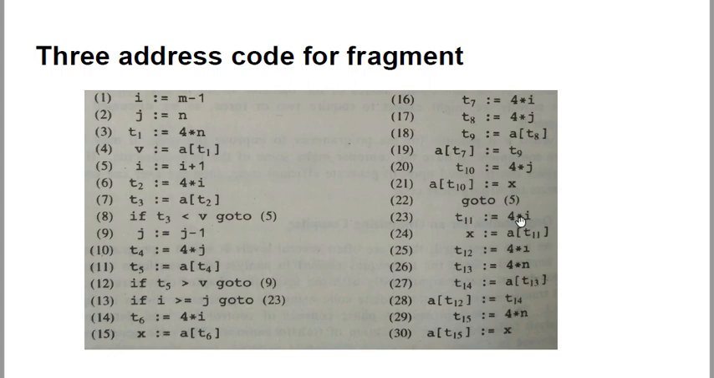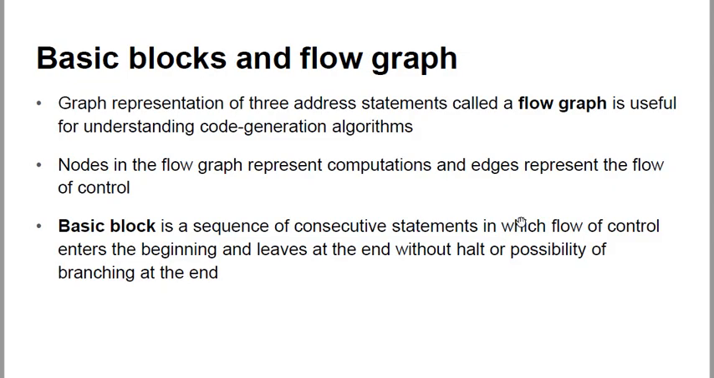Like this, this particular 3 address code of the quicksort fragment will comprise several basic blocks. We will show how many basic blocks at the end. Till now, I hope you have understood how to consider a basic block. What is the exact meaning of a basic block? So if you read the definition, it's a sequence of consecutive statements in which flow of control enters at the beginning and leaves at the end without a halt or possibility of branching except at the end.